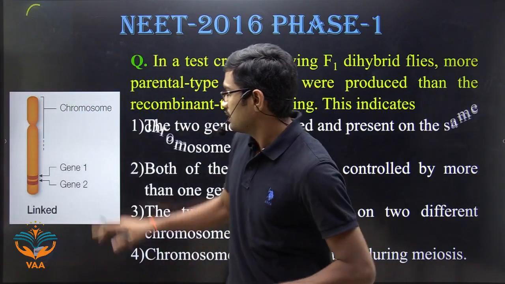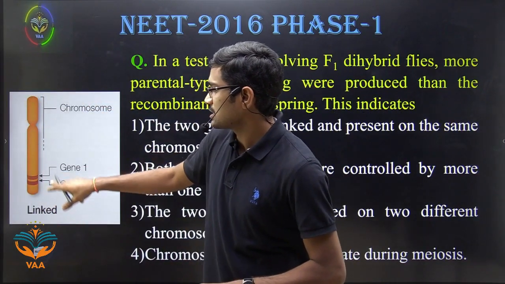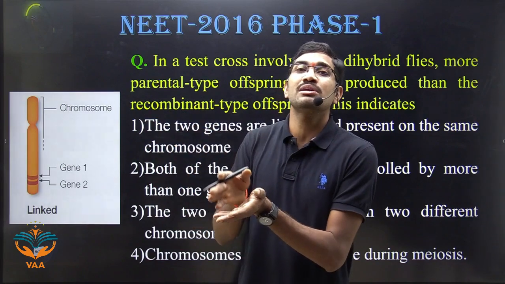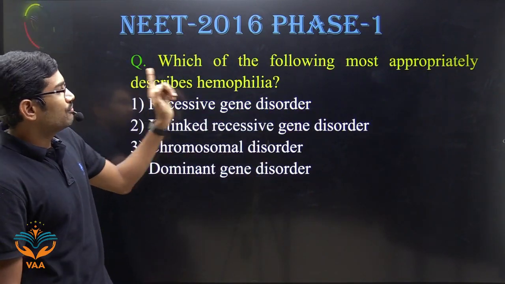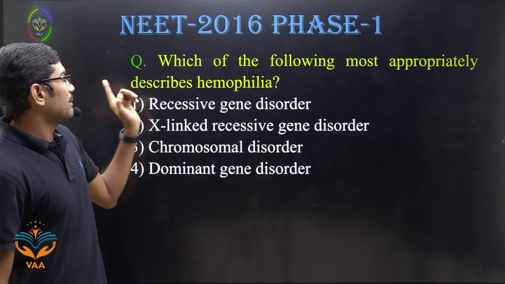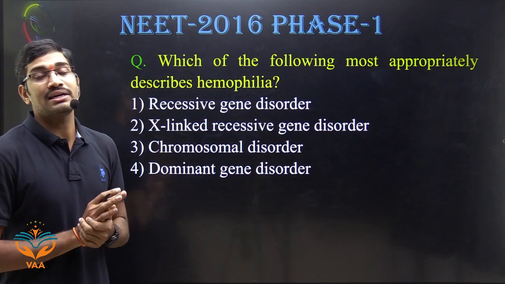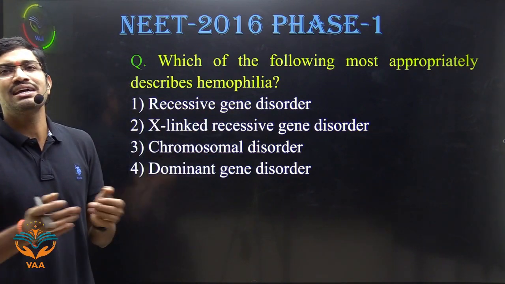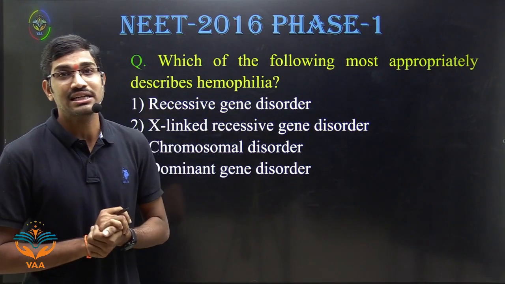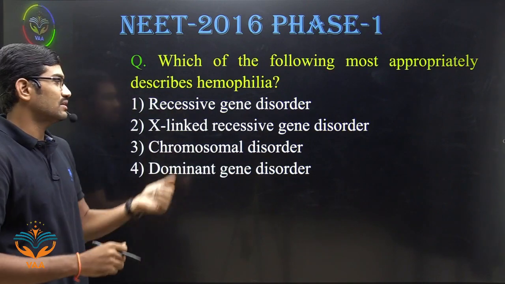Okay. So here, see this one. The genes present on the same chromosome, suppose they are very closely present. Yes, they will show the linkage. Yes or no? So next one. Which of the following most appropriately describes hemophilia? Regarding hemophilia, very important question. Recessive gene disorder. Yes, hemophilia is a recessive gene disorder. That is correct. But go to the next option.